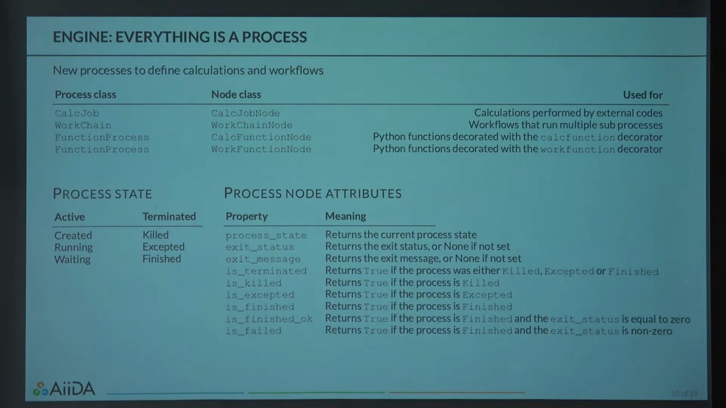This is a common concept in programming. A piece of code can return an exit code, and typically if it's 0 it means everything was okay, and if it's a non-zero integer, it is saying there was some kind of problem. And the same works in AiiDA. If it's finished and the exit status is 0, it means all good. If it's non-zero, it means there was some kind of problem which corresponds to a specific error. This is up to the developer, and you will see later in the tutorial how you can use this to communicate problems. And these are all handy properties that on a process node you can ask whether it was killed, whether it was terminated, whether it was finished and failed, etc.